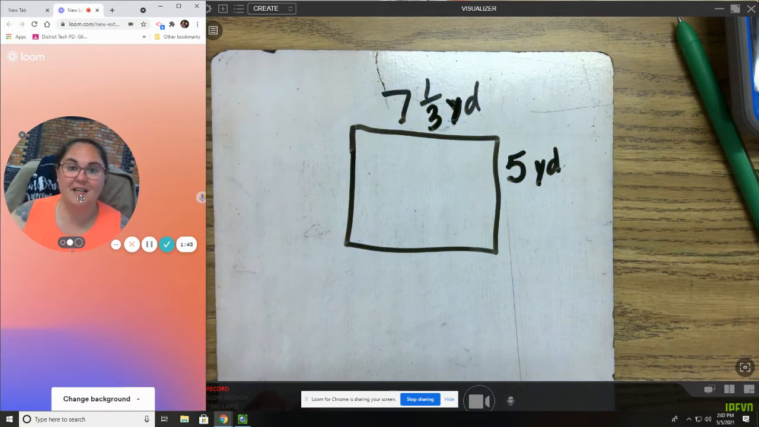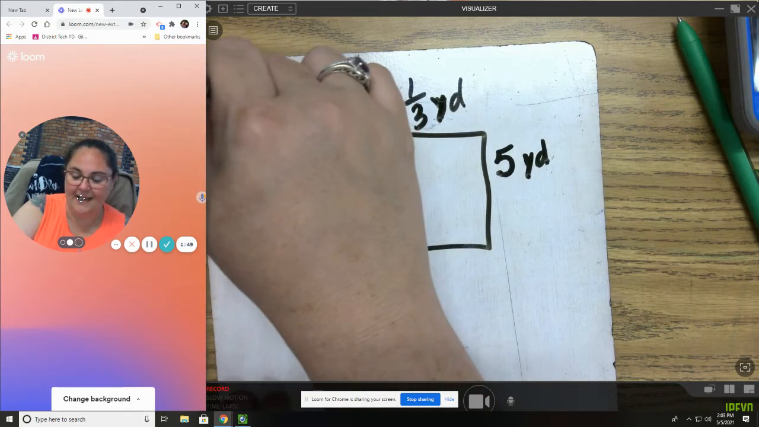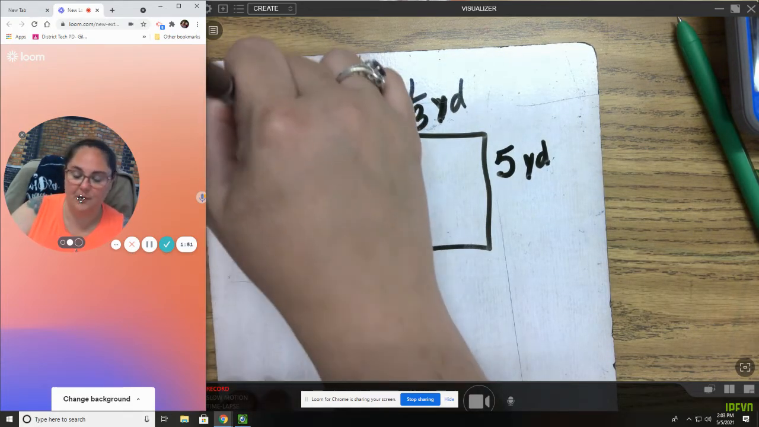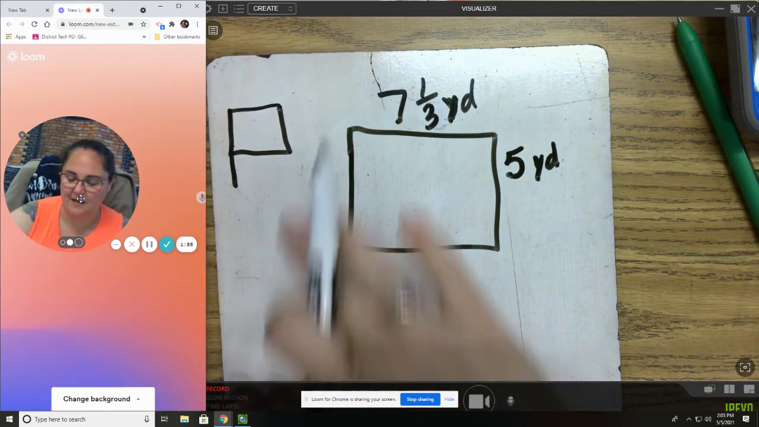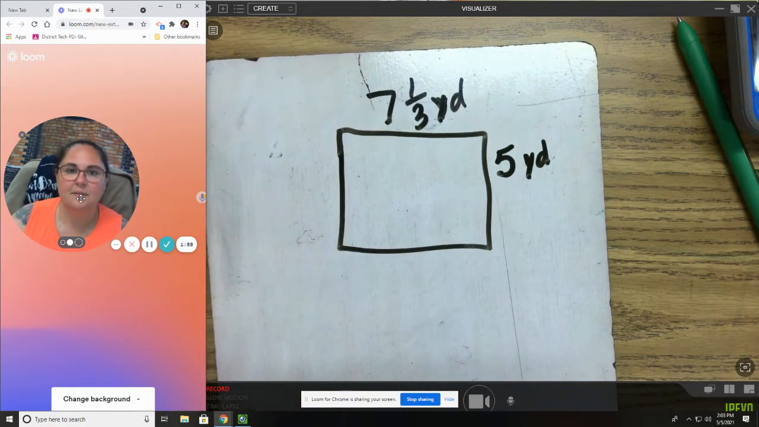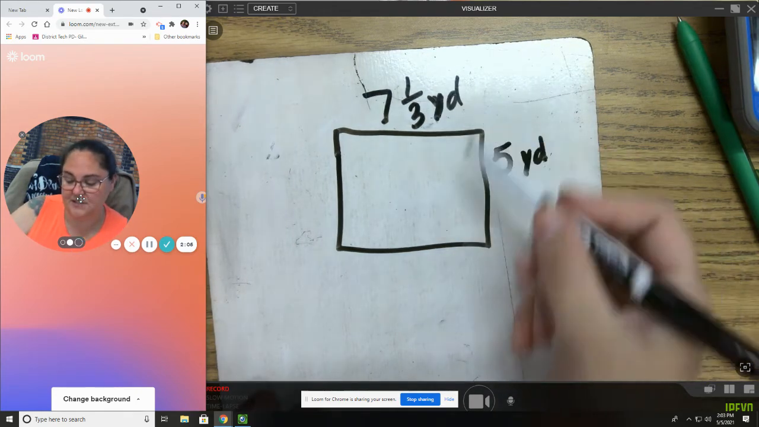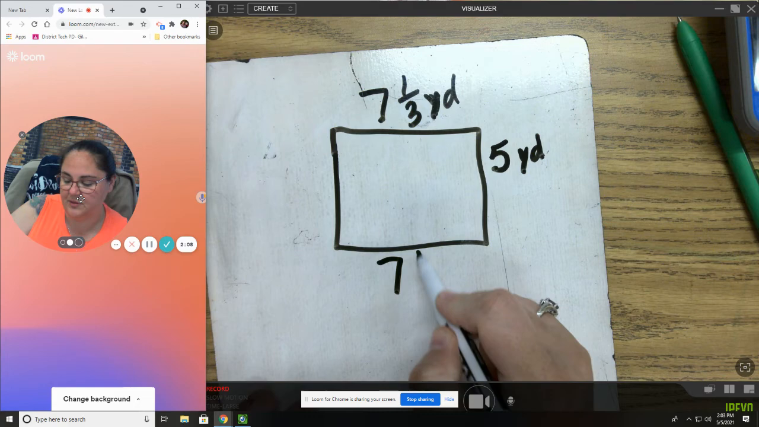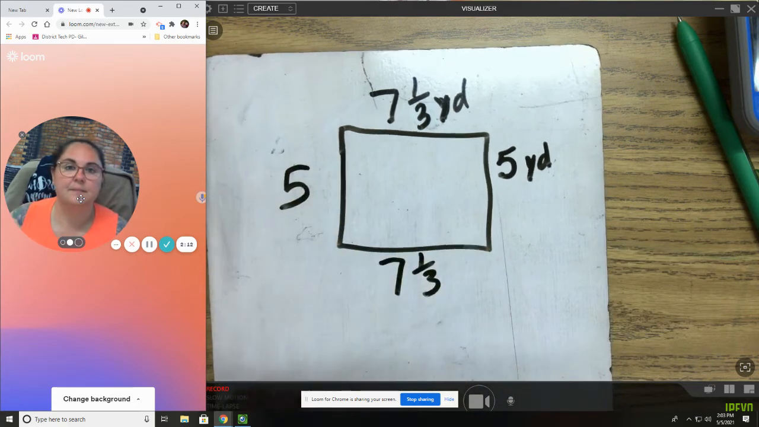We are going to start today by trying to find the perimeter. So remember, the perimeter is the outside edge of something. Think about if I draw a P, the perimeter is the outside edge, right? So finding the perimeter of this yard, so I can go buy fencing. Okay, so I know that this is 7 1/3. It's a rectangle, so this is also 7 1/3. This is 5, so that means this is also 5.